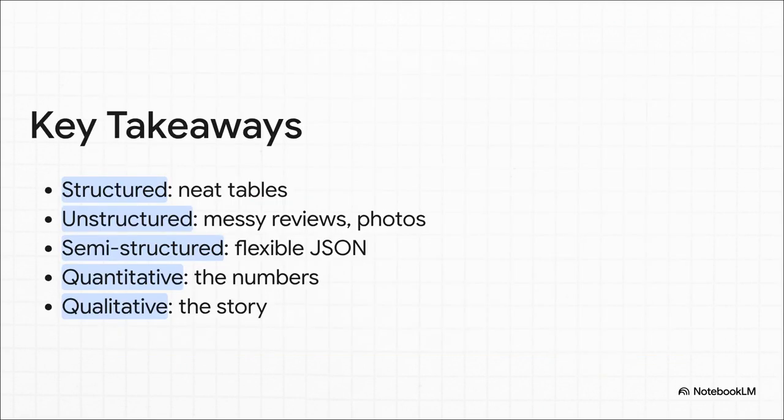All right, let's do a super quick recap to lock this in. Structured data lives in neat tables. Unstructured data is that messy but really valuable stuff, like customer reviews. Semi-structured is that flexible middle ground, like a JSON file. And always remember, quantitative data gives you the hard numbers, while qualitative data gives you the story behind them.